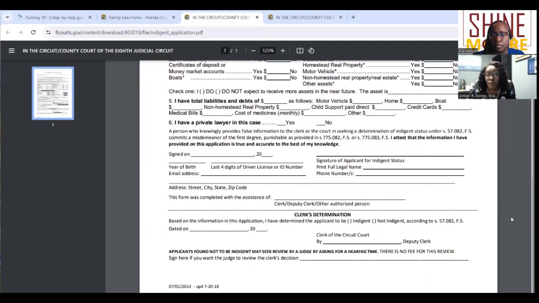And you submit this form, and then the clerk determines whether or not the person is indigent or not indigent. If the person is indigent, meaning they can't afford to pay for the filing fees in a case, they can't afford to pay for the attorney that will be appointed for the individual who you're seeking a guardianship or guardian advocate for, those fees would be waived if they are deemed indigent. And it's hundreds of dollars, possibly thousands of dollars, that family members can save by completing this form.